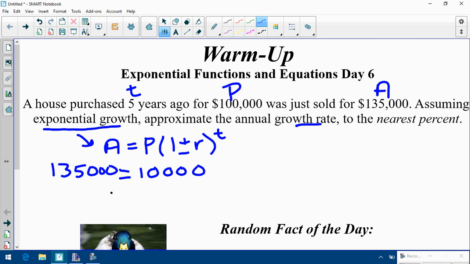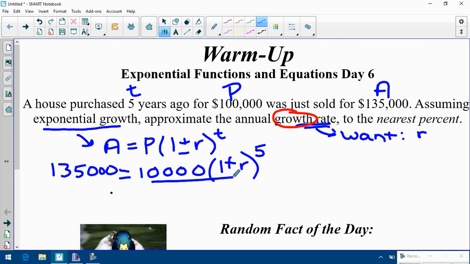And it says approximate the annual growth rate, so right there, that says we want R. So I've got 1, is it plus or minus? It's plus because it's growth. So 1 plus R raised to the 5, because that's after 5 years. Our goal is to solve for R. So what would you do first? Well, you could do y1, y2, calc intersect, because it doesn't say algebraically anywhere. If you want to go that route, you can definitely do that. But we can solve this algebraically. If I want to solve for R, I've got to get rid of that 100,000. So how do I do that? Divide both sides by 100,000.